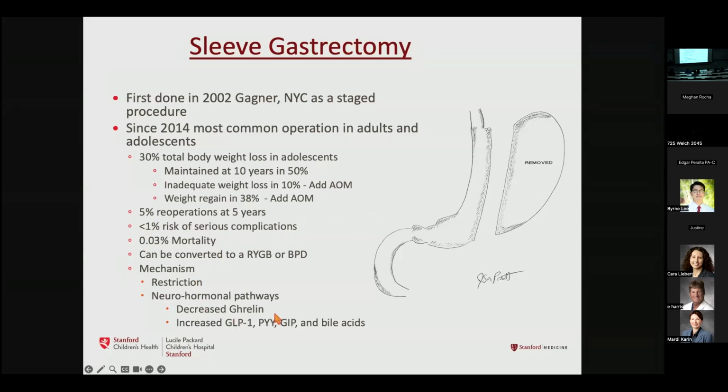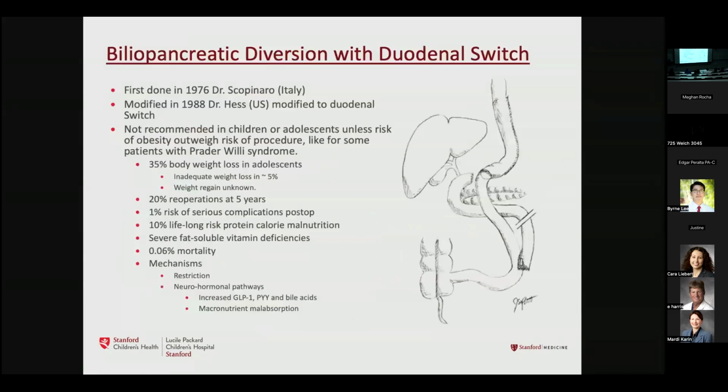And it works through the same pathways: decreasing ghrelin, increasing GLP-1, PYY, GIP. The next operation is the biliopancreatic diversion. That's been around since the 1970s. It was invented in Italy.